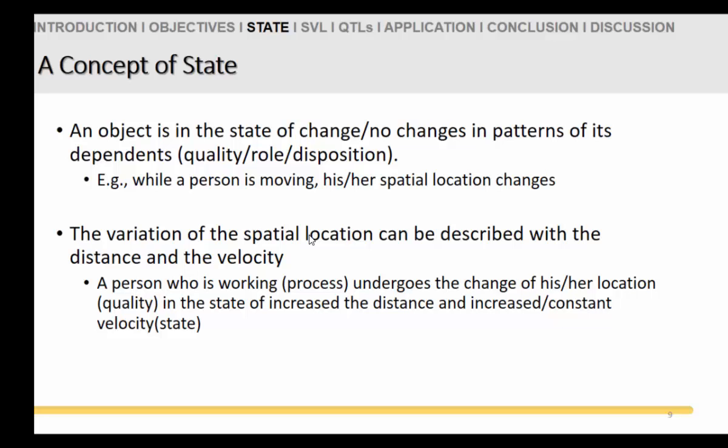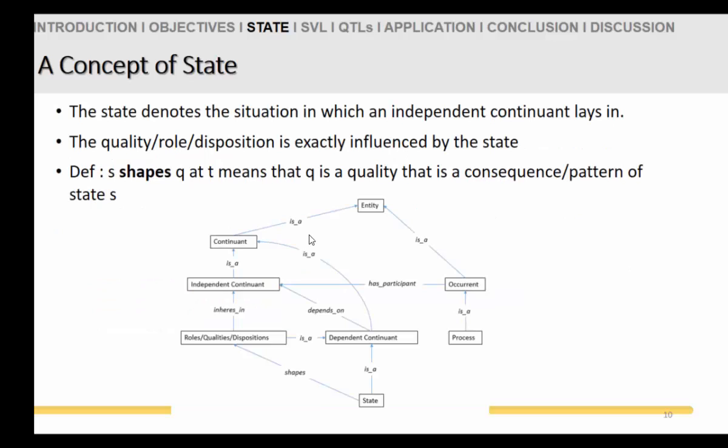In detail, a person who is walking undergoes the change of his or her spatial location in the state of increased distance and increased or constant velocity. So in this sense, the state denotes the situation in which an independent continuant lies in. So the quality, role, or disposition might be influenced by the state. So there is a relation between the state and the role, quality and disposition, which I call the shapes in my study. So S shapes Q at T means that Q is the quality that is a consequence or the pattern of the state S at T.